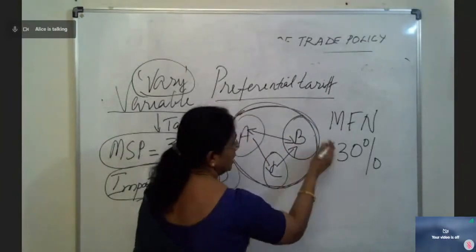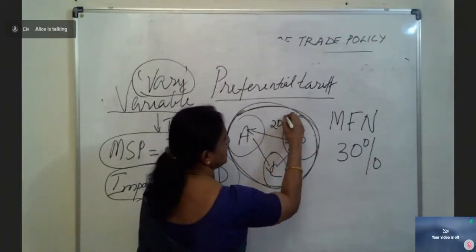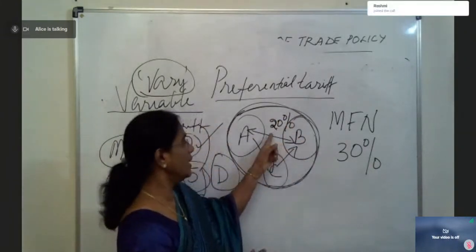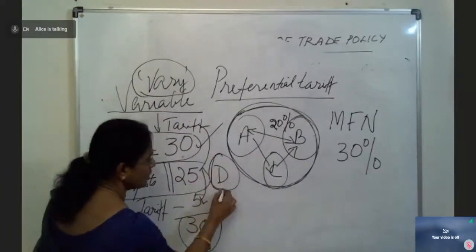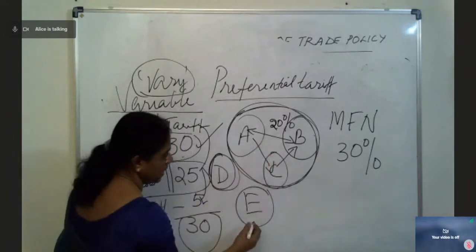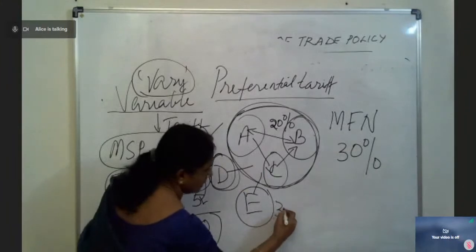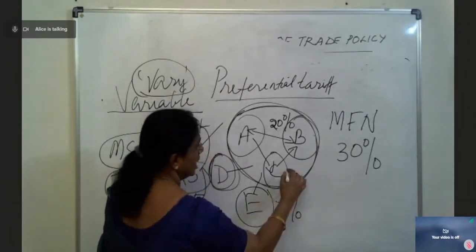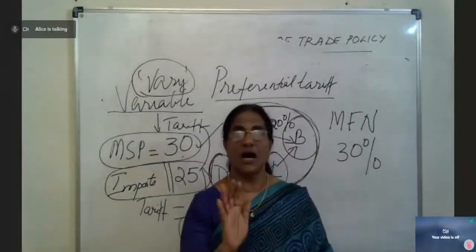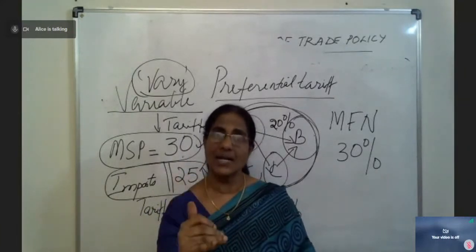When they trade, even though they are members of WTO, they may trade at 20%. Well and good. 20%, which is lower than the MFN. But D is not their partner. E is not their preferential trade partner. So when they trade with D and E, they will charge 30%. And to the preferential people A, B, C, they will charge only 20%. And that is lower tariff than MFN.